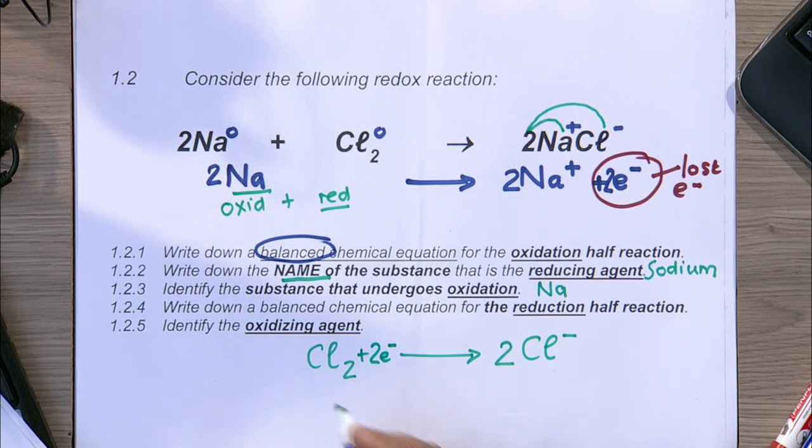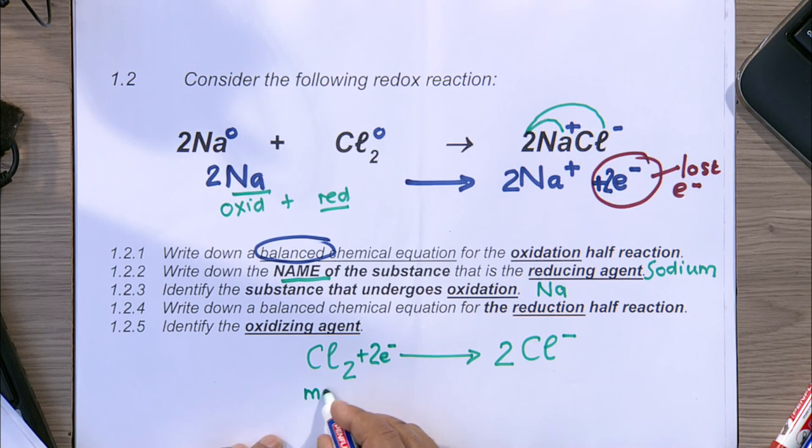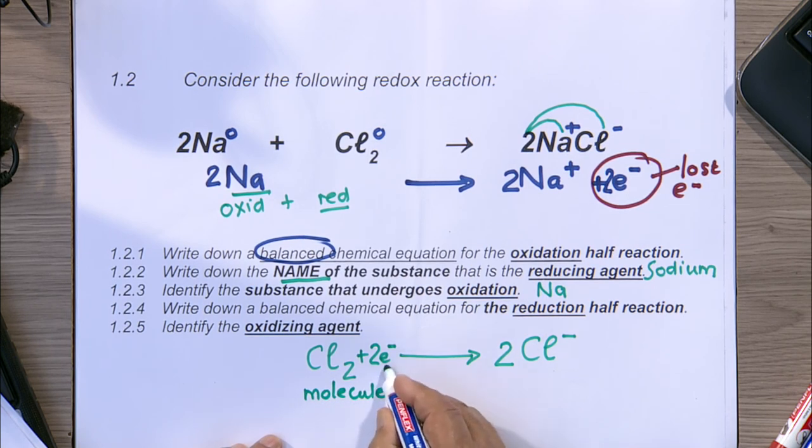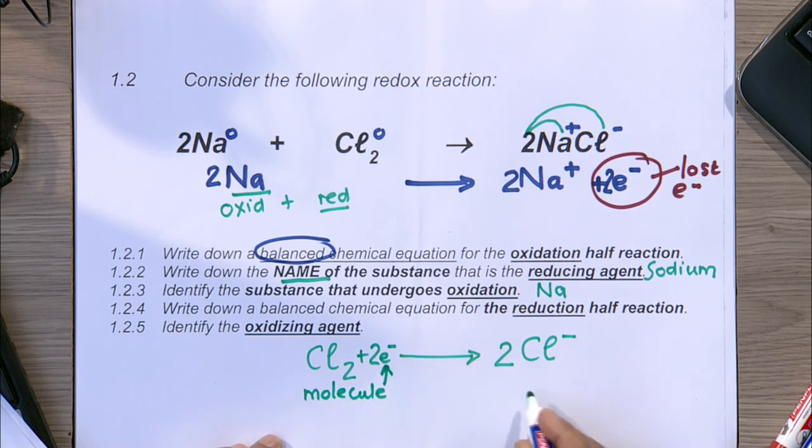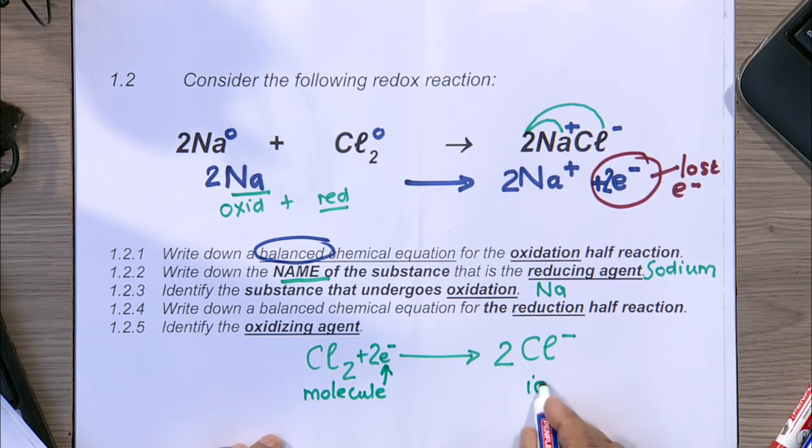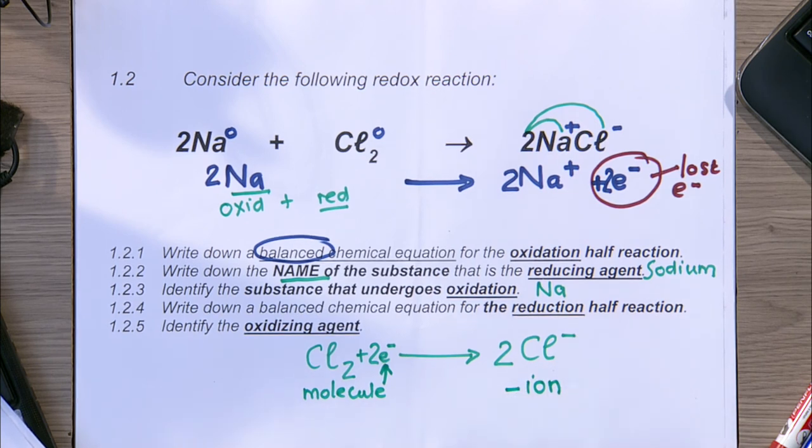Okay, so this was the molecule here, and the molecule gained some electrons. And then afterwards, I had the ion, which means it has a charge, and it had a negative charge. It was a negative ion or an anion. Okay, so that exercise was not that bad.